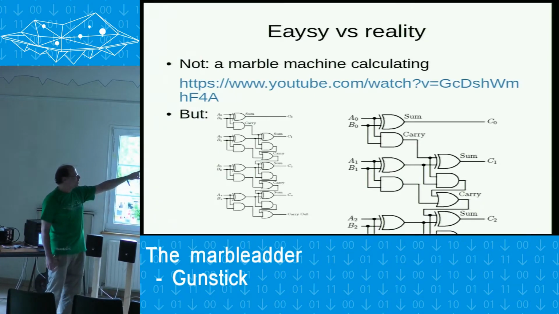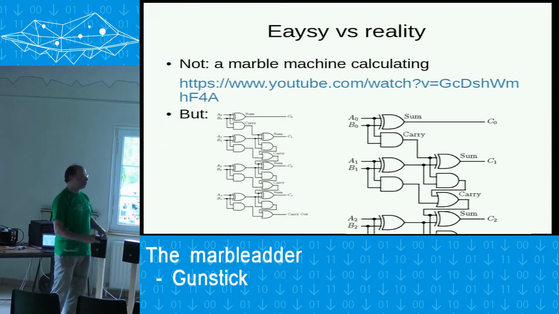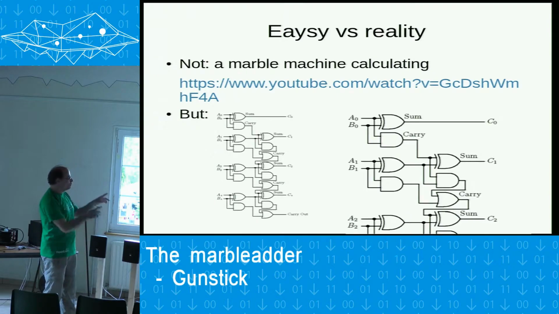So we have A0, the first bit of variable A, and B0, the first bit of variable B. With the XOR, you create the sum of those two bits, and with the AND, if both bits are 1, you create a carry which goes over to the next position. So you only need three operations.